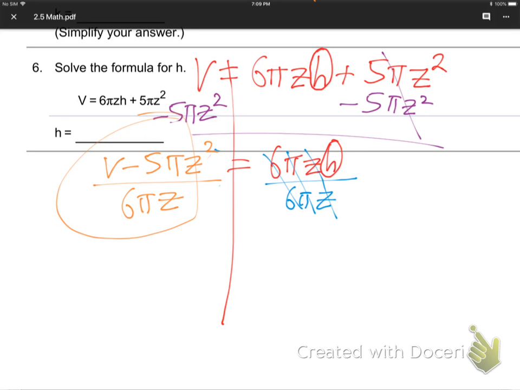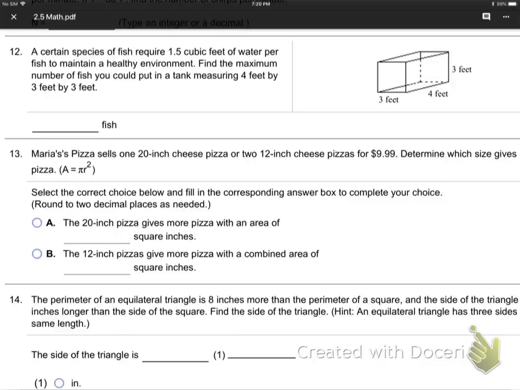We good? How we doing? Okay, so we got this tank. A certain species of fish requires 1.5 cubic feet of water. Basically, long story short, they want us to find the volume of that tank.